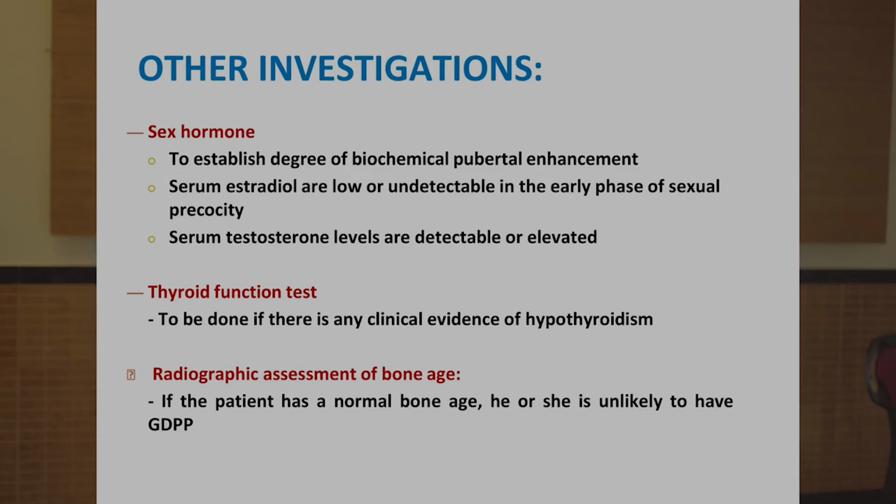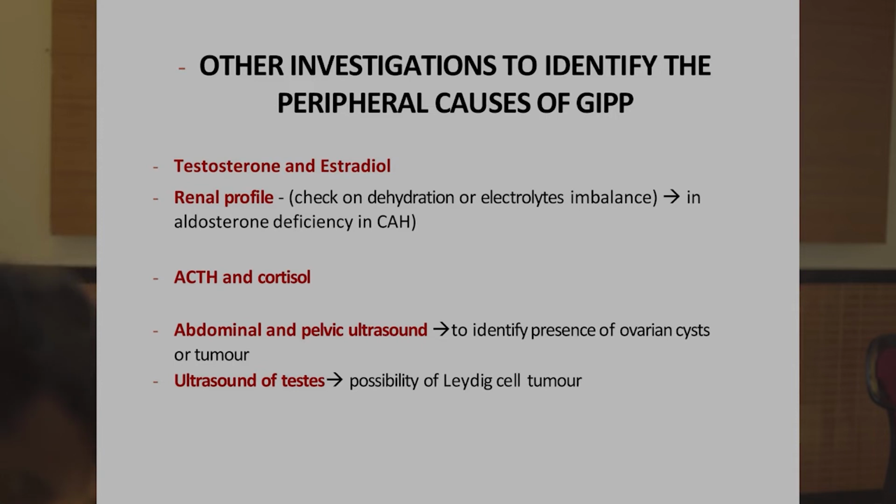That is an application available on mobile, and that is very important. We can get the bone age accurately with that. Other investigations are kidney function tests and electrolytes. Electrolytes are very important when suspecting congenital adrenal hyperplasia, along with 17-OHP and cortisol also.